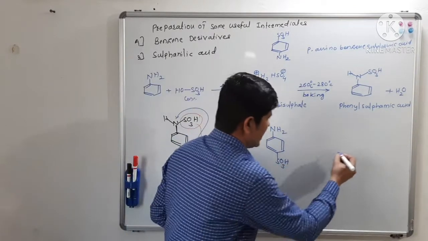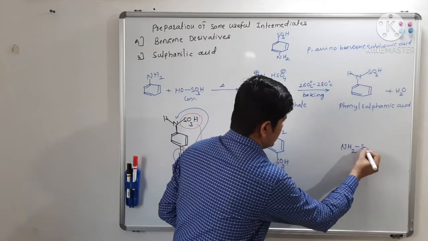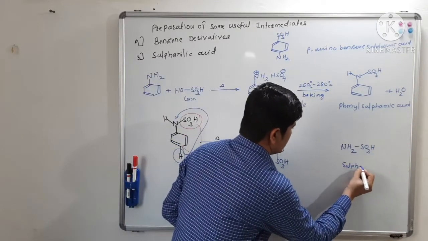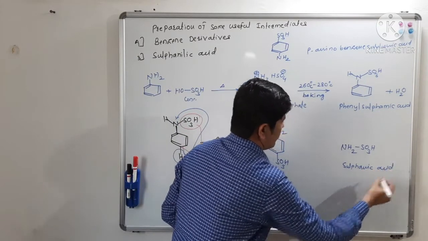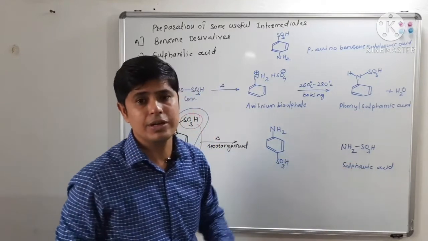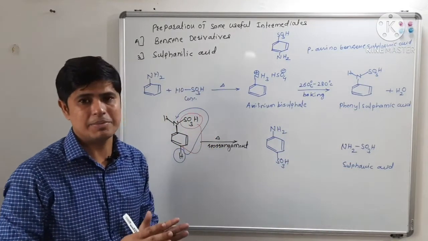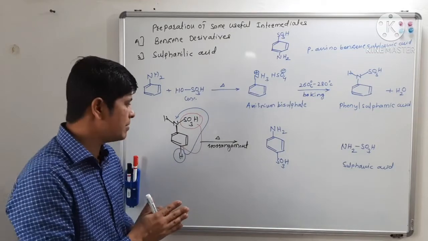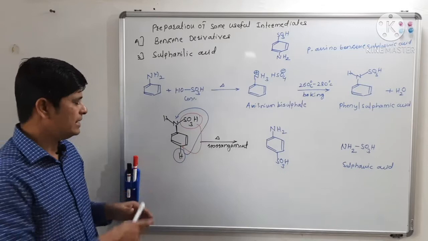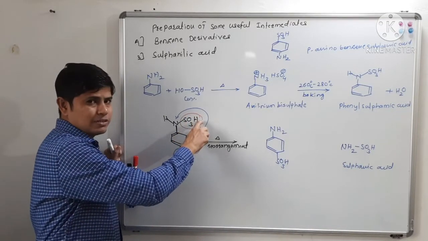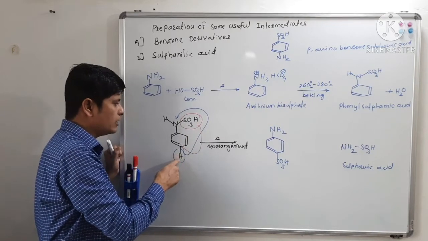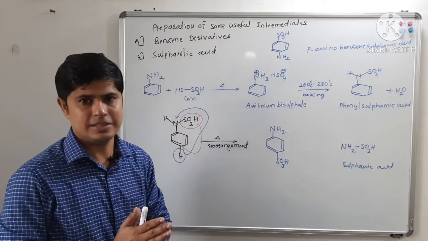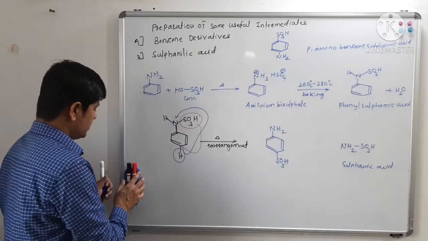Why is it called phenyl sulfamic acid? Because this is a sulfamic acid, NH2SO3H. Phenyl sulfamic acid is a derivative of sulfamic acid, hence it is called phenyl sulfamic acid, and it will undergo a rearrangement. There will be a shifting of the sulfonic acid group, SO3H, to the para position, and this proton will get shifted to nitrogen. Thus we will get sulfanilic acid, isn't it? Now let us see the next preparation.